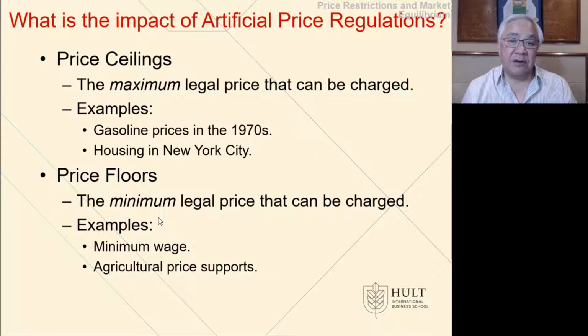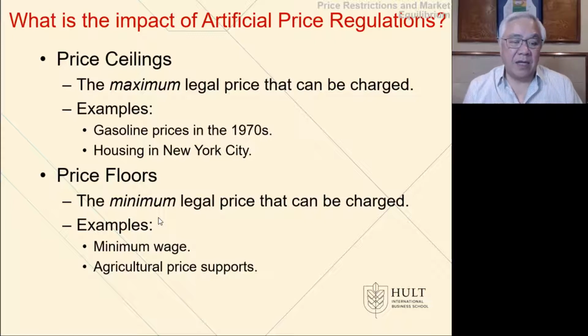Examples of this are during the gasoline crisis. Many of you were not around for this. In the 1970s, I was. The price went very high, and then there was a price cap, which caused long gas lines because there was far more demand than there was supply. And housing in New York City is the same thing because we have a maximum rent control, which causes more demand for housing than there is supply.